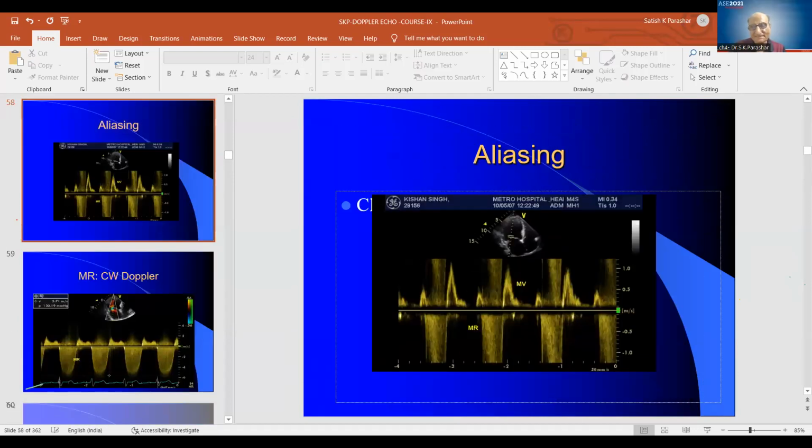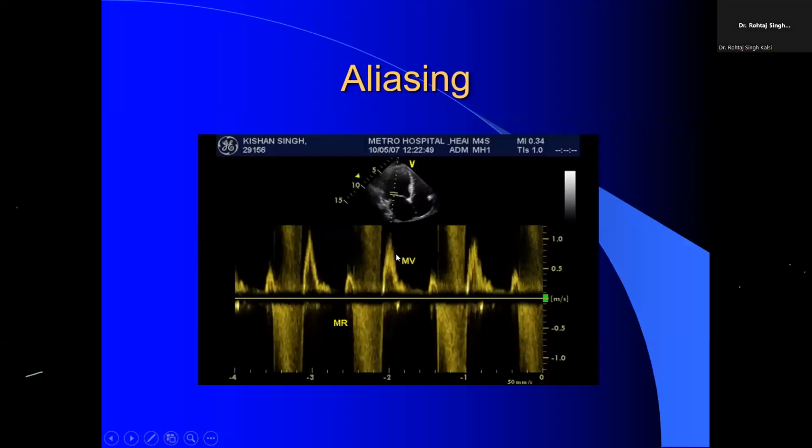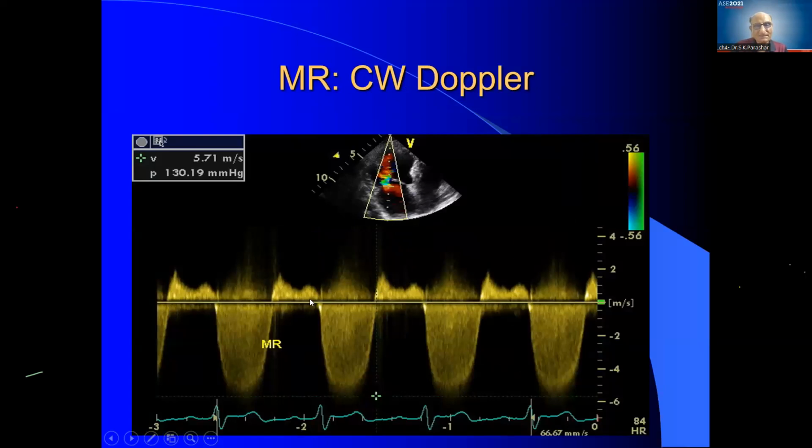Now this is aliasing. Yes, sir. So here you see, this is a case of mitral regurgitation. We have purposely put a pulse Doppler here to show you aliasing. And then when we put a CW Doppler, aliasing disappears.